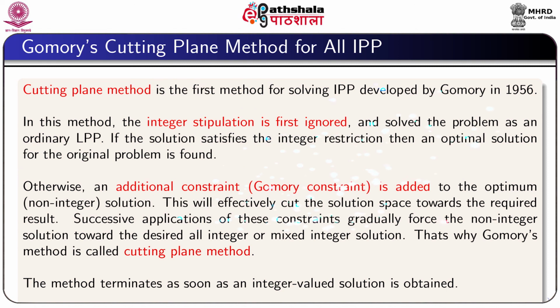This will effectively cut the solution space towards the required result, and successive applications of these constraints gradually force the non-integer solution towards the desired all integer or mixed integer solution. That is why Gomory's method is called cutting plane method. And obviously, the method terminates as soon as we get an integer valued solution.